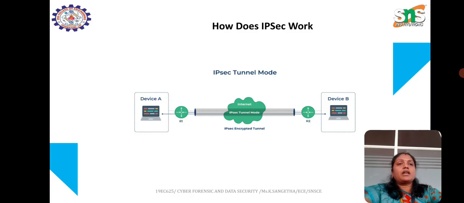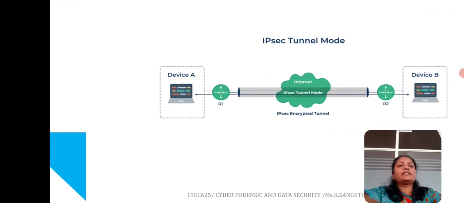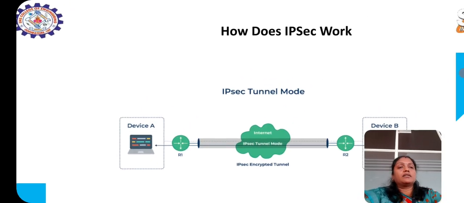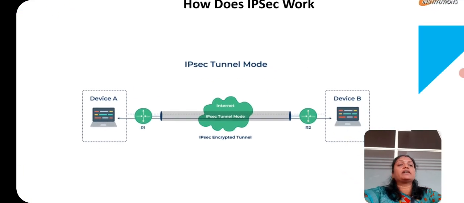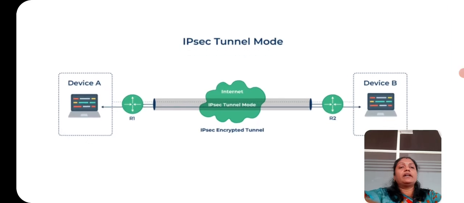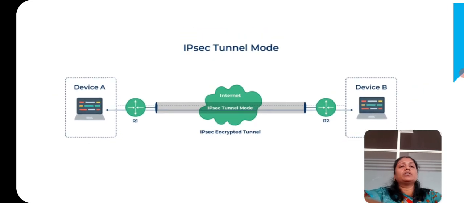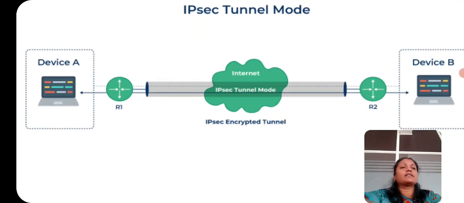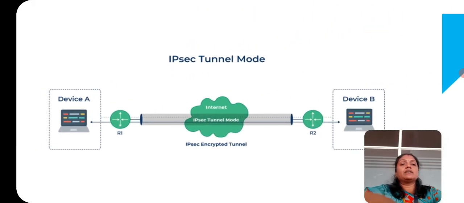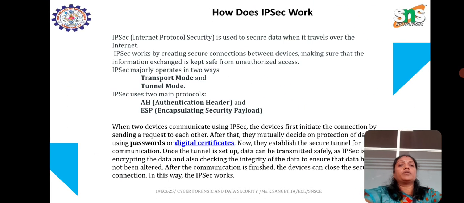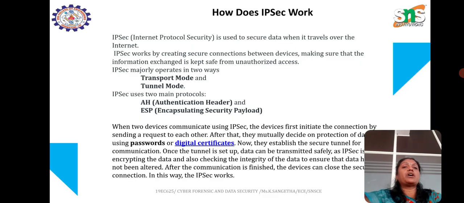So let us discuss how IP security works. Here there are two devices connected in tunnel mode. Device A is connected to device B over the network. So it is mainly IP tunnel mode. IP security is used to secure data when it travels over the internet.